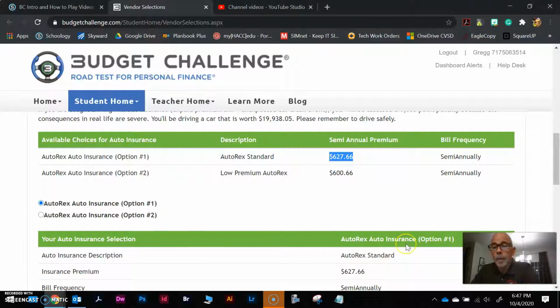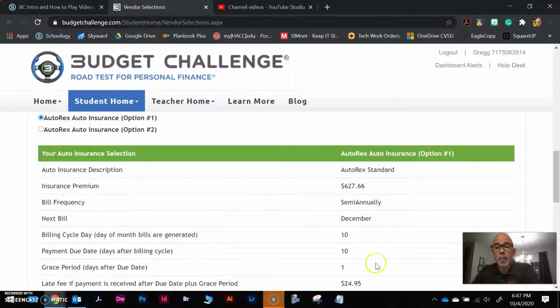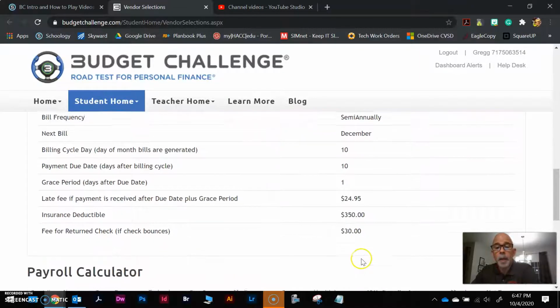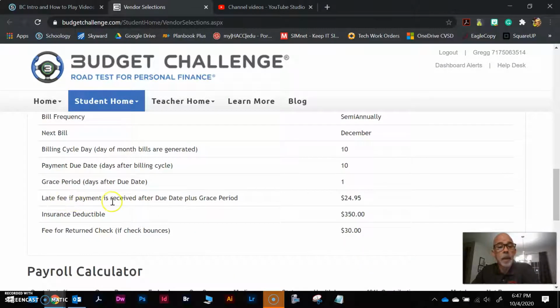So really, it's about a $30 difference at the most, 27 in this case. So what do they mean? Why is there a difference in the two? If you pick the first option, it's going to give you some details down below. It's going to tell you when it's due. It's going to talk about late payment fee, a returned check, but the big thing here is the insurance deductible. And that's something we've not talked about.